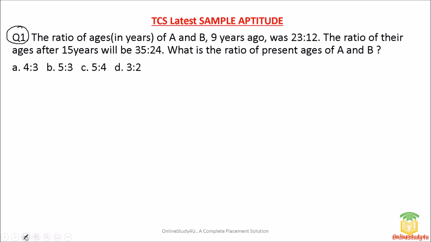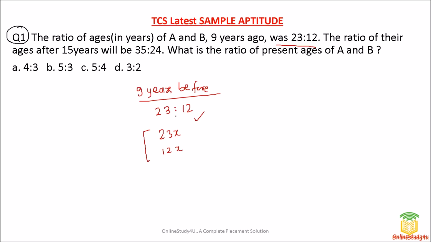The ratio of ages of A and B 9 years ago was 23:12. So if we talk about 9 years before, then the ages ratio was nothing but 23:12. You can also say 23x and 12x, because if any data is given in terms of ratio, you can multiply with a variable. Now, the ratio of their ages after 15 years will be 35:24. What is the ratio of present age of A and B?